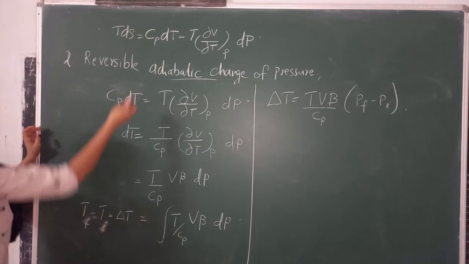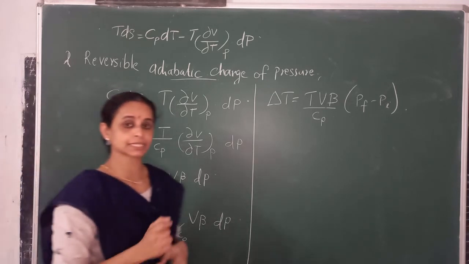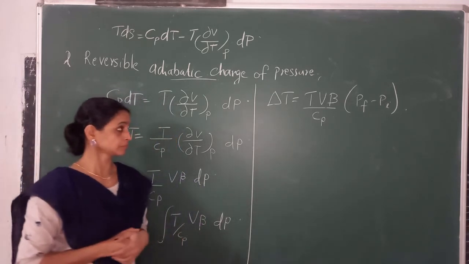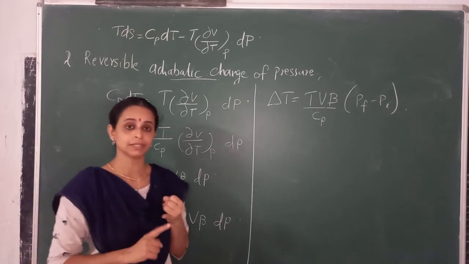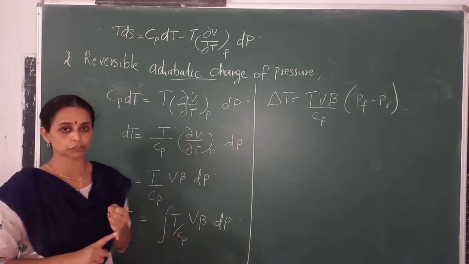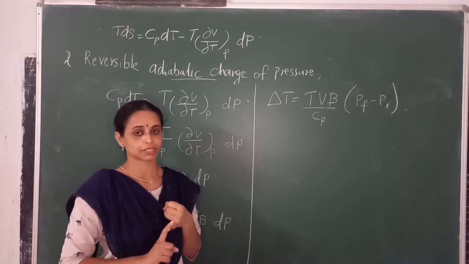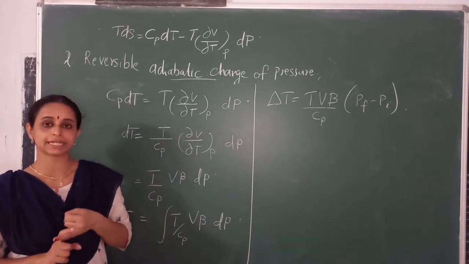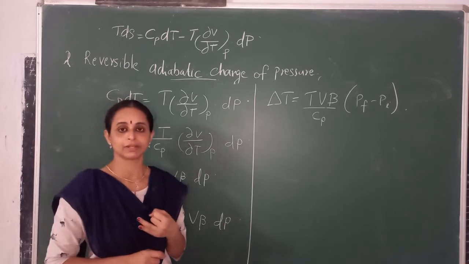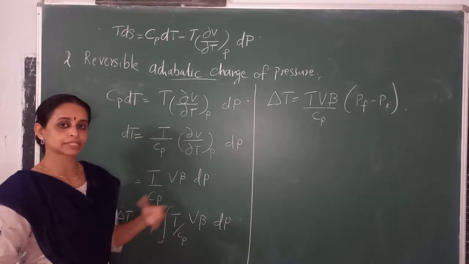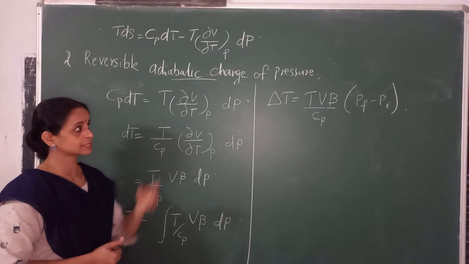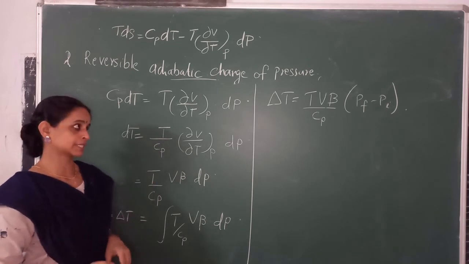So these are the two applications of the second TdS equation. That is, the first one is the reversible isothermal change of pressure, and the second one is the reversible adiabatic change of pressure. For the first TdS equation, we have the reversible isothermal expansion, and here it is the second TdS equation, and we have two applications.